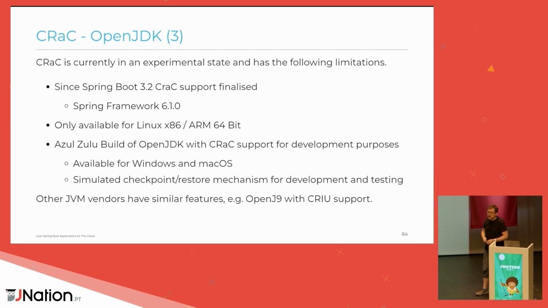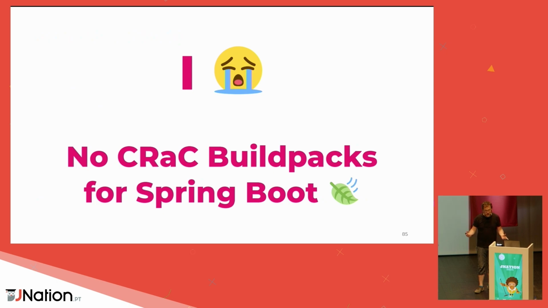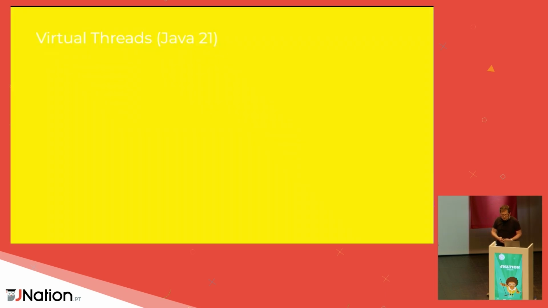By the way, OpenJ9 has CRaC support, which is basically the same as for the OpenJDK. I cry because there is no buildpack for Spring Boot, right? So that's really sad, but we'll see. I'm sure there will be some in the future.